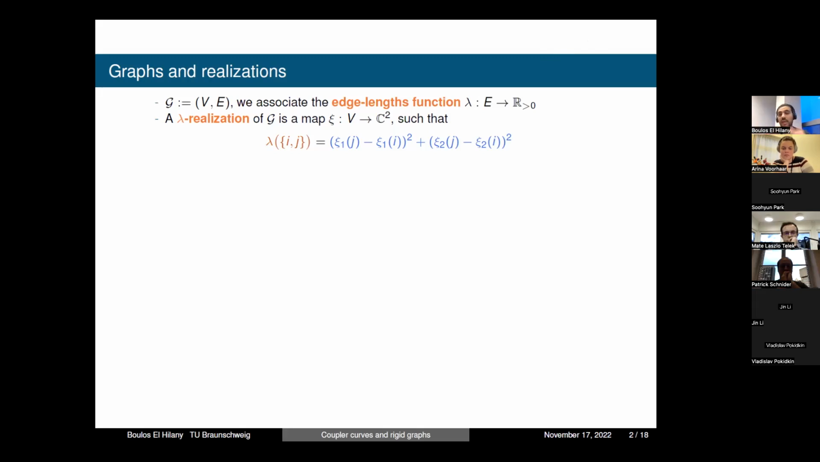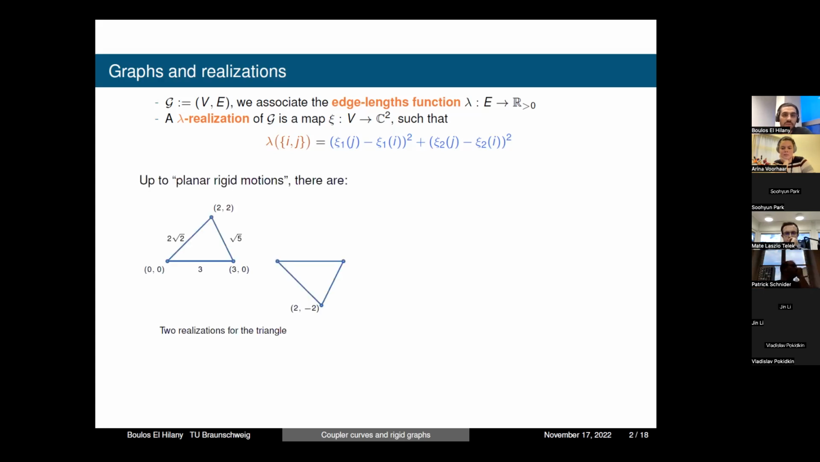One can think of it as an actual realization of a graph inside C2, where the edges are straight segments. And when I say graph, of course it's a simple graph, it's not oriented, and it doesn't have loops, it's not a multi-graph, and so on and so forth. So let me start with a very simple example.